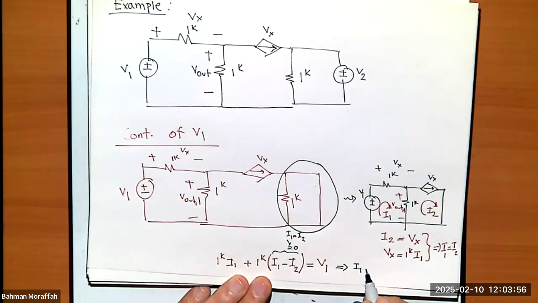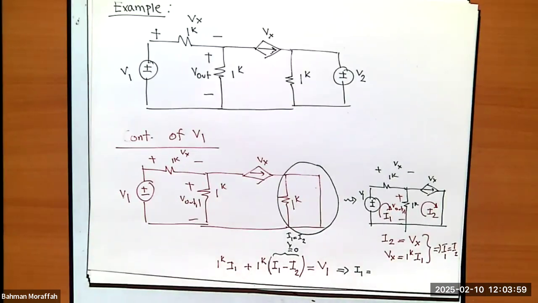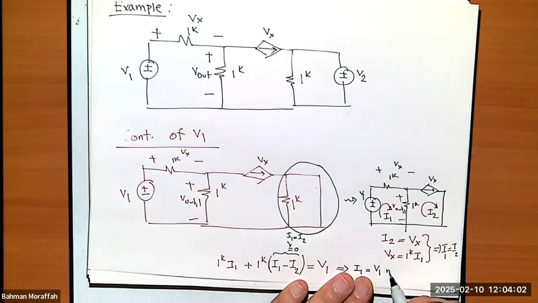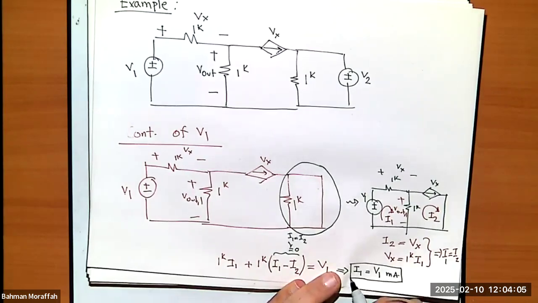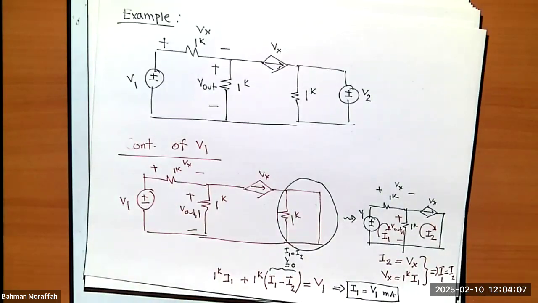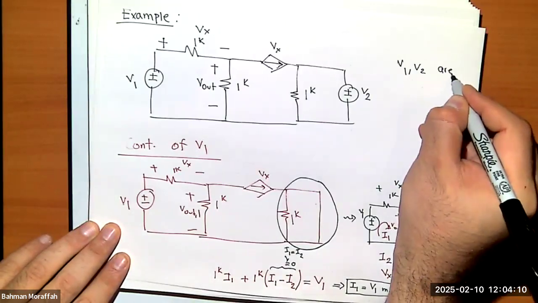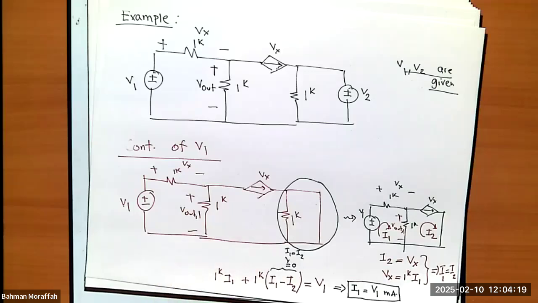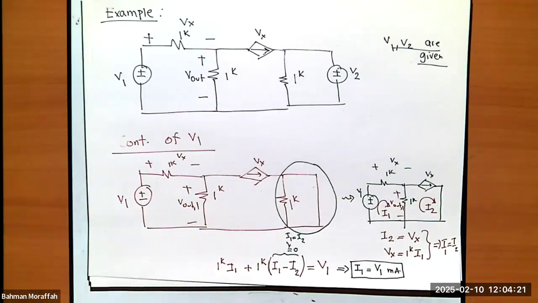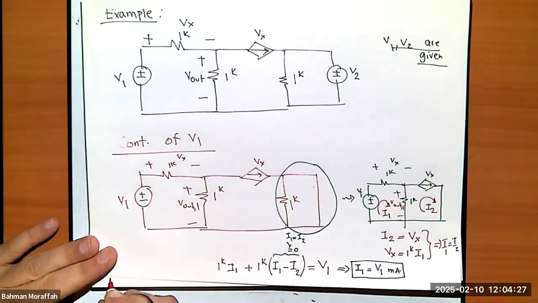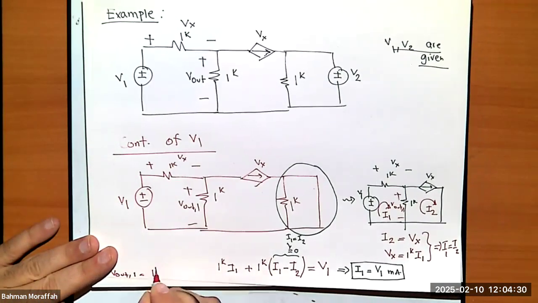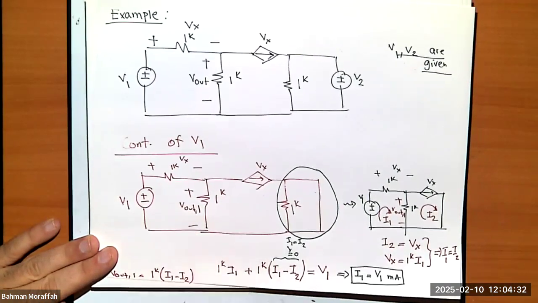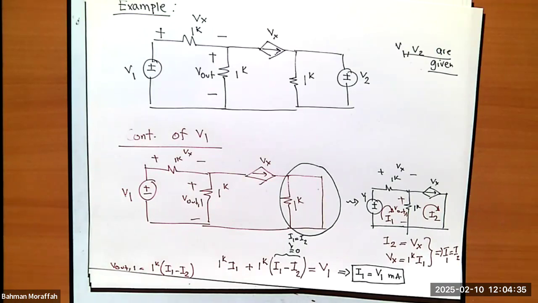What is I1 then? It's V1 milliamps. Right? Whatever value the V1 has. V1 and V2 are given. Right? What is V out 1 then? V out 1 is 1K times I1 minus I2. What is it? That's 0.